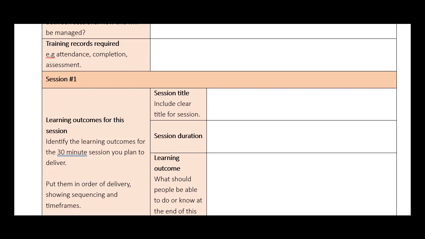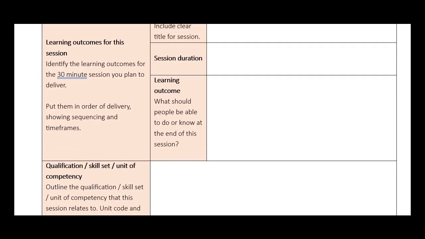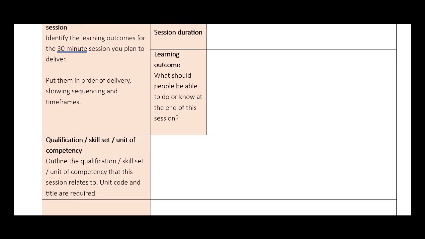So this is where we're going to start breaking down those 3 sessions. For me, session 1, because the overall topic is communication, my first session might be on communication styles. I'll have a session duration in there, remembering each of our sessions needs to be a minimum of 30 minutes, and my learning outcome. What should people be able to know and do at the end of this session?